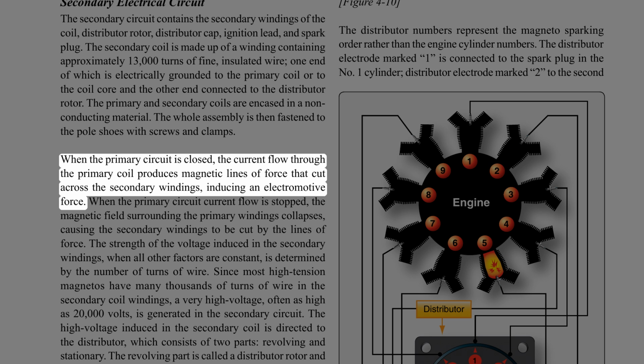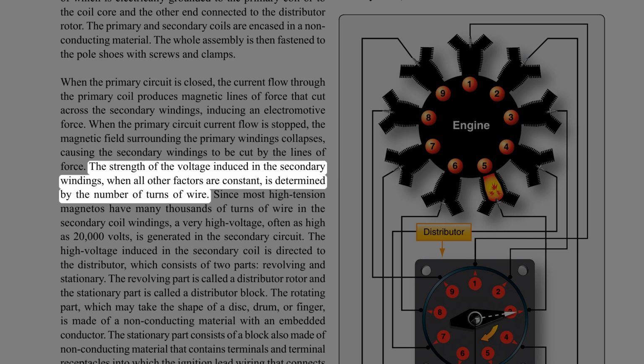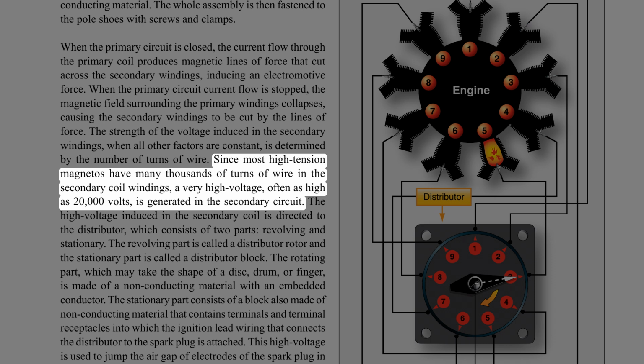When the primary circuit is closed, the current flow through the primary coil produces magnetic lines of force that cut across the secondary windings, inducing an electromotive force. When the primary circuit current flow is stopped, the magnetic field surrounding the primary windings collapses, causing the secondary windings to be cut by the lines of force. The strength of the voltage induced in the secondary windings, when all other factors are constant, is determined by the number of turns of wire. Since most high-tension magnetos have many thousands of turns of wire in the secondary coil windings, a very high voltage, often as high as 20,000 volts, is generated in the secondary circuit.